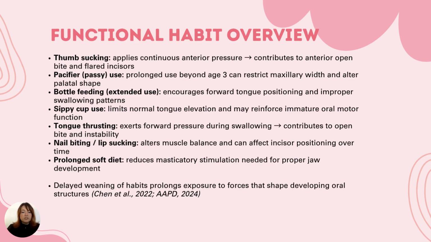Tongue thrusting exerts forward pressure during swallowing and contributes to open bite and instability. Nail biting and lip sucking alter the muscle balance and can affect incisor, our front teeth, positioning over time. And prolonged soft diet reduces the masticatory stimulation, which is what we use to bite with, needed for proper jaw development. So delayed weaning of habits prolongs exposure to forces that shape developing oral structures.